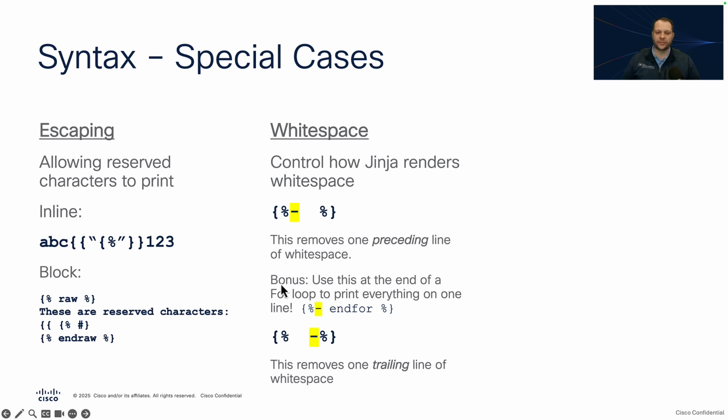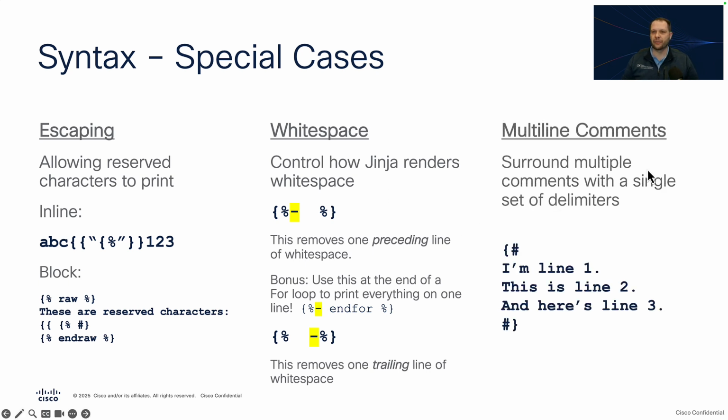So as a bonus, if you have a for loop in your template, and you put a dash right after the opening delimiter for the end for statement at the end of your for loop, this will tell Jinja to not print a carriage return at the end of each iteration of the loop. Normally, if you were looping through something, every iteration would print on a new line. And if for some reason you wanted all of the output to print on one single line, if you used this syntax in a for loop, it would print everything on one line until it was finished.